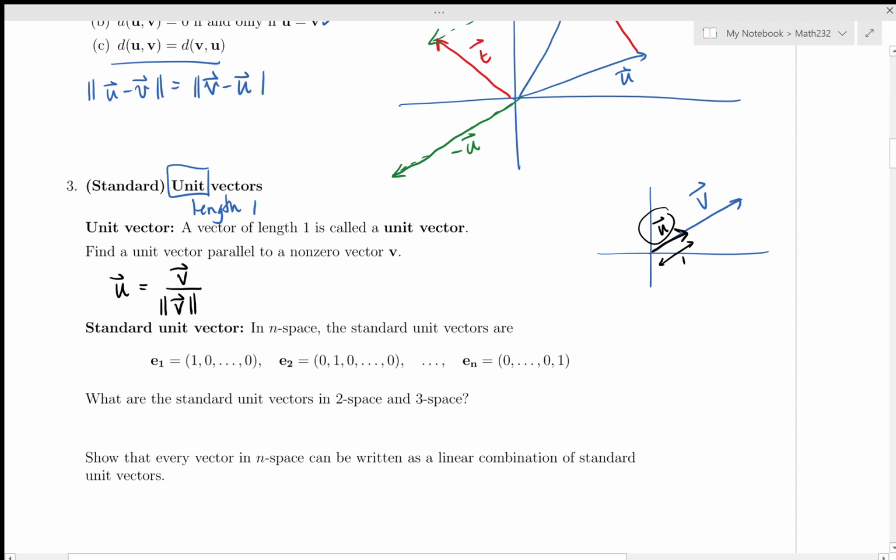Okay, I want to be really clear that this is a scalar product. This thing in the bottom here is a scalar.